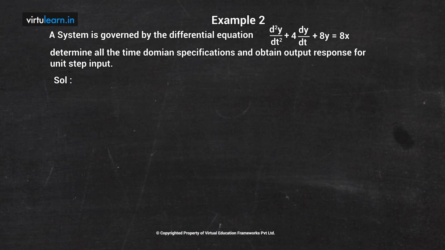Now we'll see how to solve this. In this case, the transfer function is not available, neither closed loop nor open loop, whereas the differential equation is given. So from the differential equation we know how to find the transfer function. The given differential equation is d square y by dt square plus 4 dy by dt plus 8y is equal to 8x.